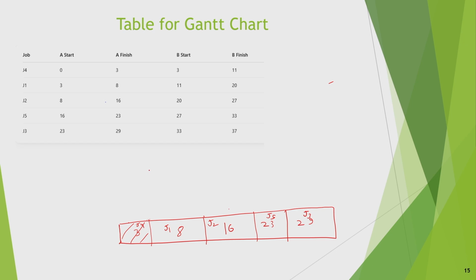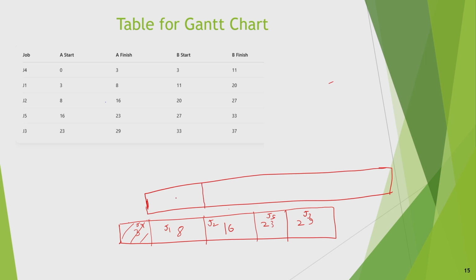On machine B here it is taking 37. So why is it taking 37? Because it is of course starting from here and then we are going up to 37, okay, much ahead up to this time. And here suppose we take J4, B start is 3 but B finish is 11. So that means this is actually going to be like this. Up to this, J4 is there.